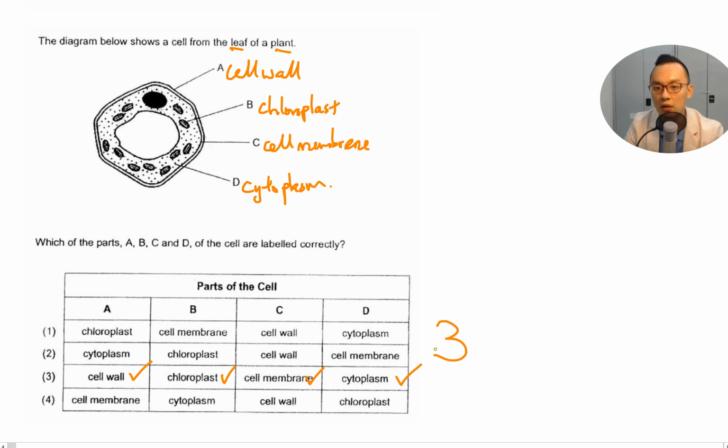Please go and remember your plant cells and animal cells. Go and draw it out. Make sure you can draw out your plant cells and your animal cells. All right. And tell me what's the difference between them.